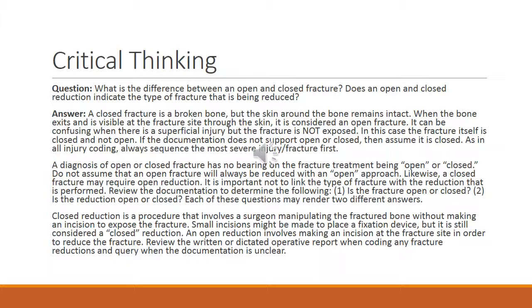And our answer: a closed fracture is a broken bone, but the skin around the bone remains intact. When the bone exits and is visible at the fracture site through the skin, it's considered an open fracture. It can be confusing when there is a superficial injury but the fracture is not exposed. In this case, the fracture itself is closed and not open. If the documentation does not support open or closed, then assume it is closed.